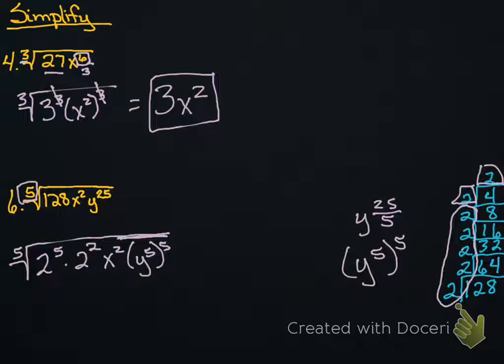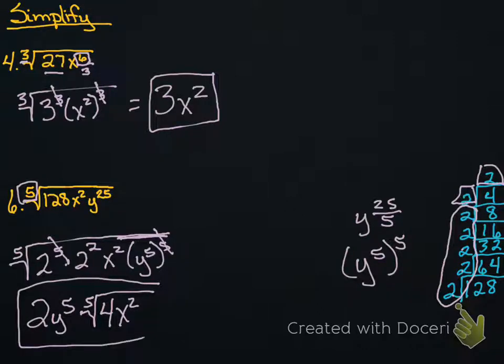Now I can go through and simplify. My radicals and exponents there cancel out. That gives me 2y to the 5th outside my radical. And then I have my 5th root, and I am left with 2 squared, which is 4, and then we have x squared. And there's my answer.